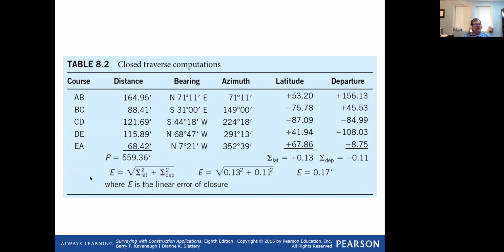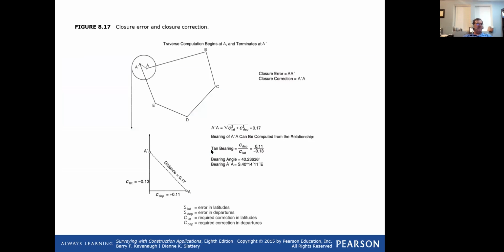So what we need to find out is we want to solve for the linear error of closure. And we do that by taking the square root of the square of the sum of the latitudes, which is actually 0.13, plus the square of the sum of the departures. We're figuring out the hypotenuse of a right triangle, and we're using the Pythagorean theorem to come up with this right here. Our traverse has a linear error of closure of 0.17 feet. And there's a way to take the information and adjust it so that everything ends up being zeroed out.